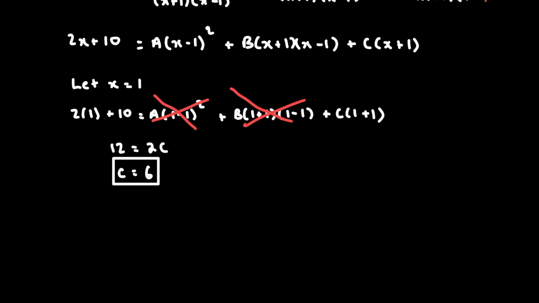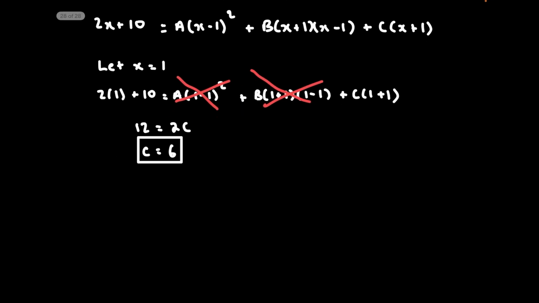The next term I'm going to let equal to a constant is this here. I know that if I want x plus 1 to equal 0, that means that x must equal minus 1. So let x equal minus 1. And I'll give you a moment to work out what the constant that you arrive at will be.